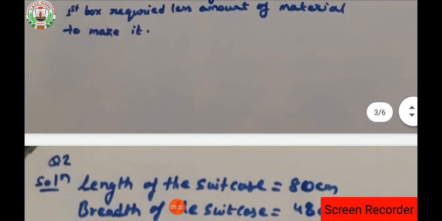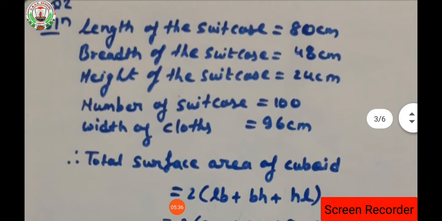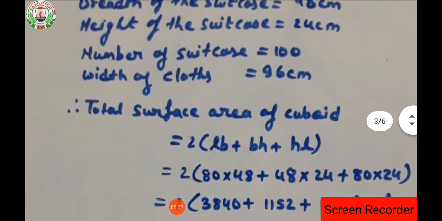Clear everyone? Next question. In the next question, the length, breadth and height of the suitcase are given as 80 centimeter, 48 centimeter and 24 centimeter. The number of suitcases of the same length, breadth and height that we have to make is 100. In order to cover one suitcase, how much width of the cloth is required? That is 96. Clear everyone?